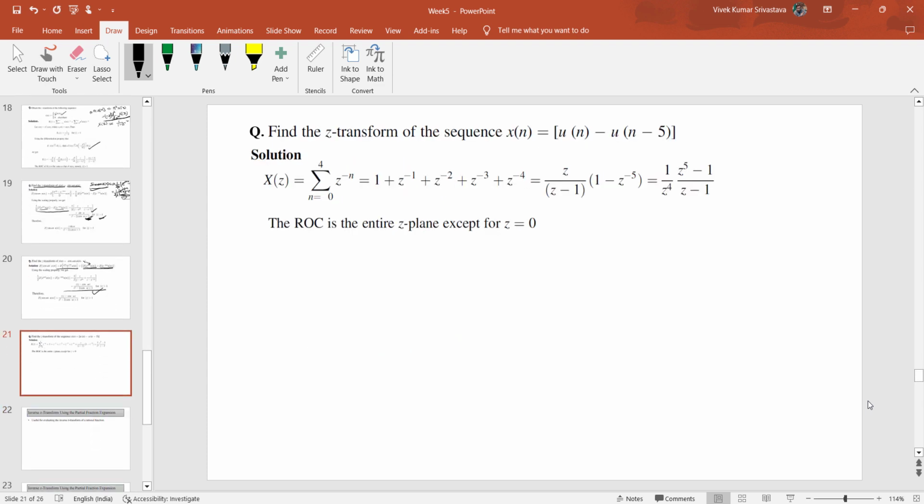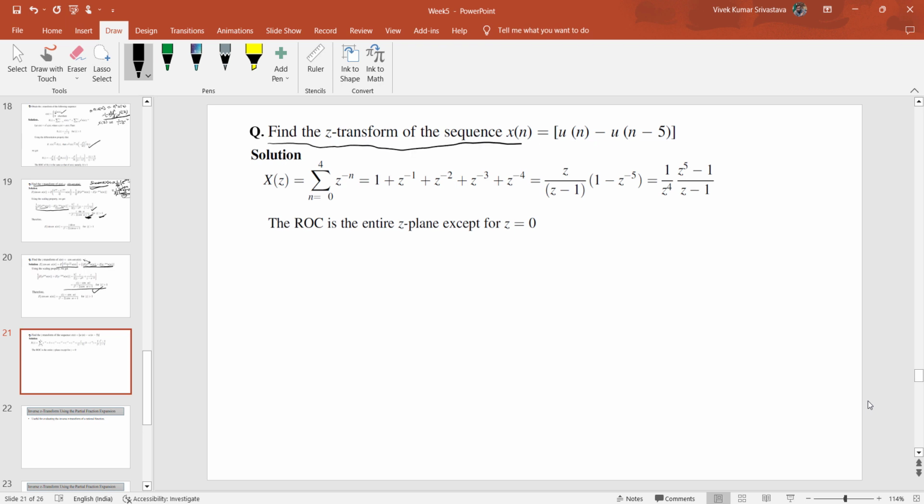Okay, so now moving ahead, here we have to find out the z transform of the sequence x of n equal to u of n minus u of n minus 5. Okay, so if you plot this signal, you will get u of n is basically defined for n equal to 0, n equal to 1, 2, 3, 4, 5, 6, 7, and so on. Okay, this will be 0, 1, 2, 3, 4, 5, 6, 7, and so on.